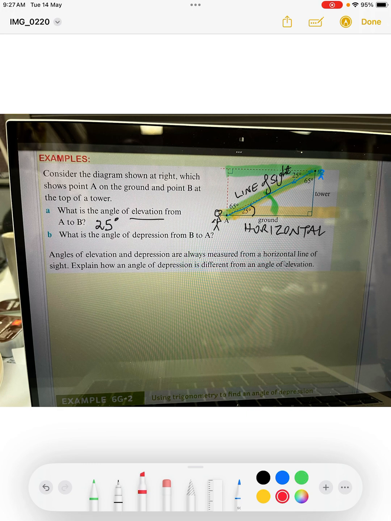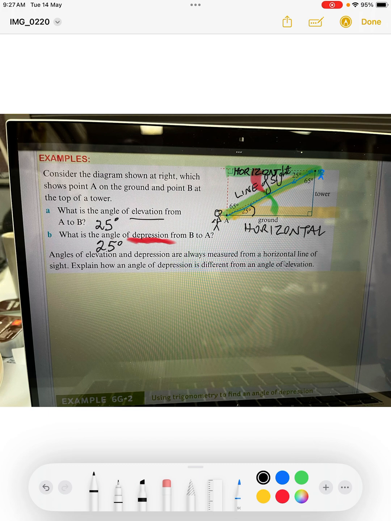And this time the angle of depression is in here from the horizontal. Again, I'll just make it clear. Where our eyes are, we always go from the horizontal down to the line of sight. And this also is a 25 degree angle.